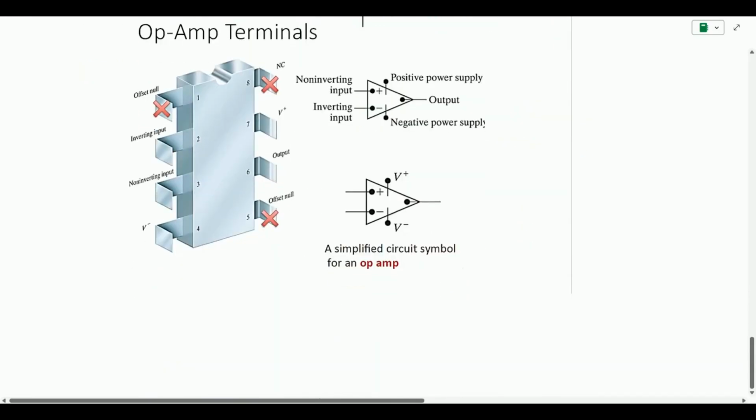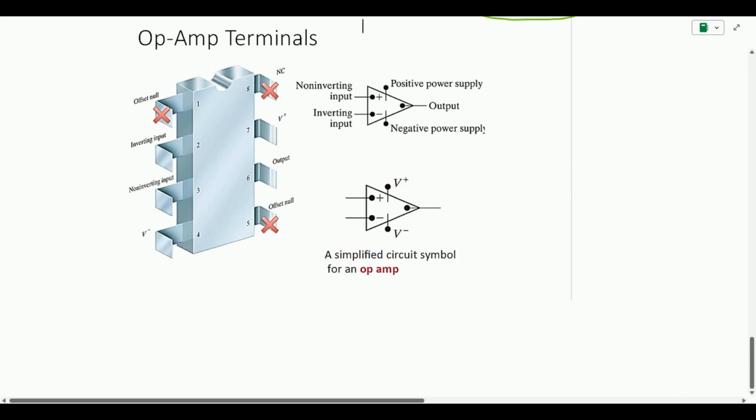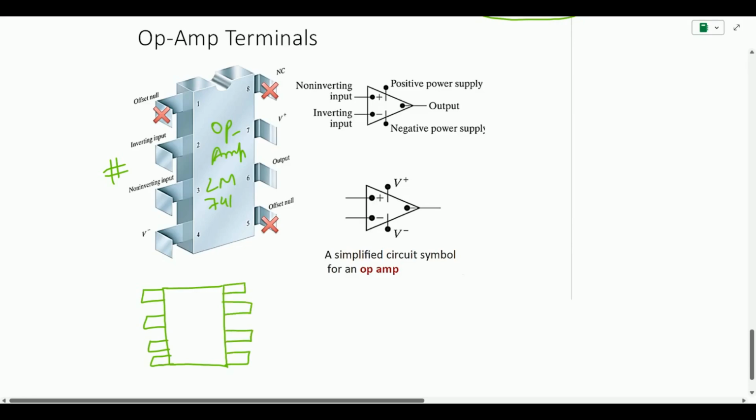Now let us come back to the operational amplifier and see what the terminals are and how we normally read an operational amplifier. So here this is an IC of the op amp. Let us take the example of LM741, or let us draw our own for better understanding. So let us say this is our IC. I am drawing the same front view or top view shown over here, and we have certain pins, 1, 2, 3, 4, 5, 6, 7 and 8. So we number it like 1, 2, 3, 4, 5, 6, 7, 8.